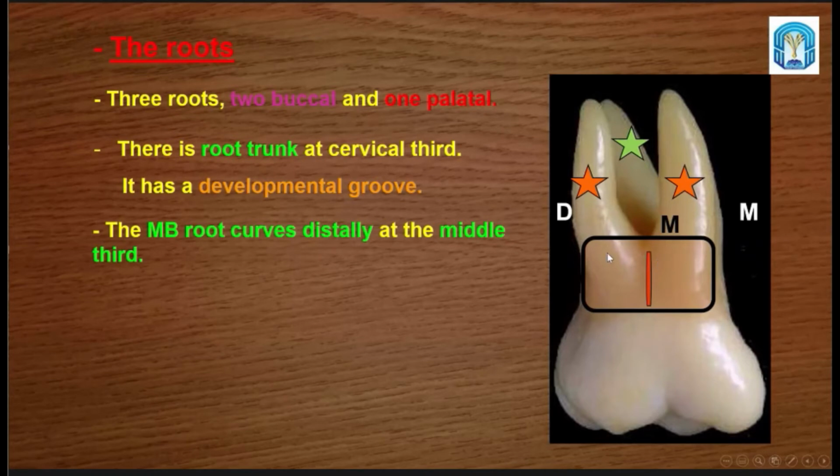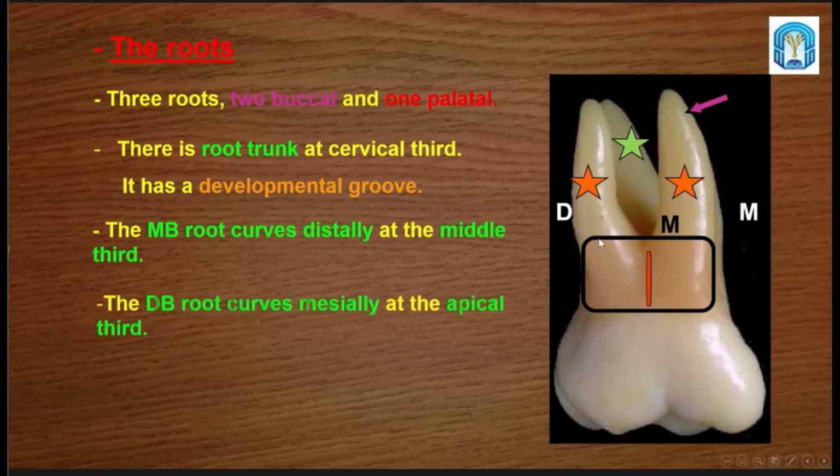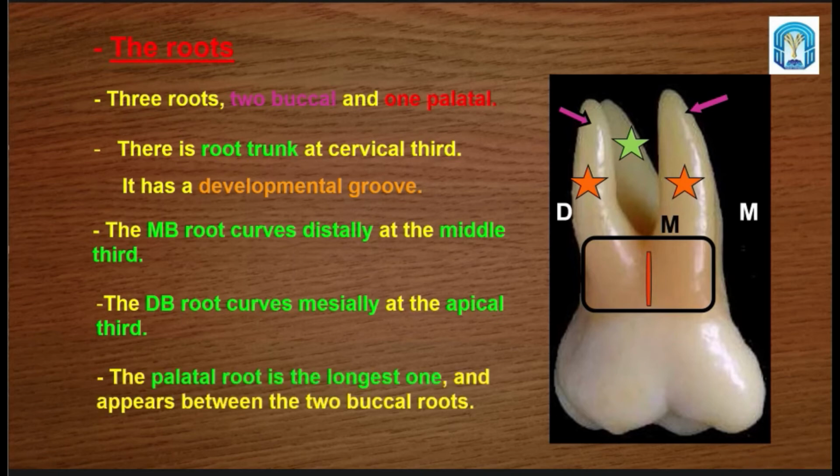The distal root is similar: first it goes on the distal side, but then at the middle third it goes to the mesial side, in the opposite direction. So both are a little bit curved on their opposite sides. The palatal root is the longest one and appears between the two buccal roots. The palatal root can also be seen from the buccal side.